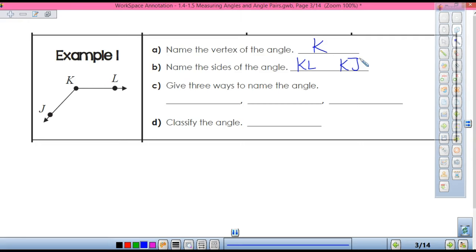All right, and then 3 names for this guy. And when you name these, they have to have that little angle symbol in front. So we're going angle OLK, JK, yep. Okay, because your vertex is going to be your middle letter. Angle what? JKL. And then angle K, because there's just one of them. And then what kind of an angle is this? Obtuse.